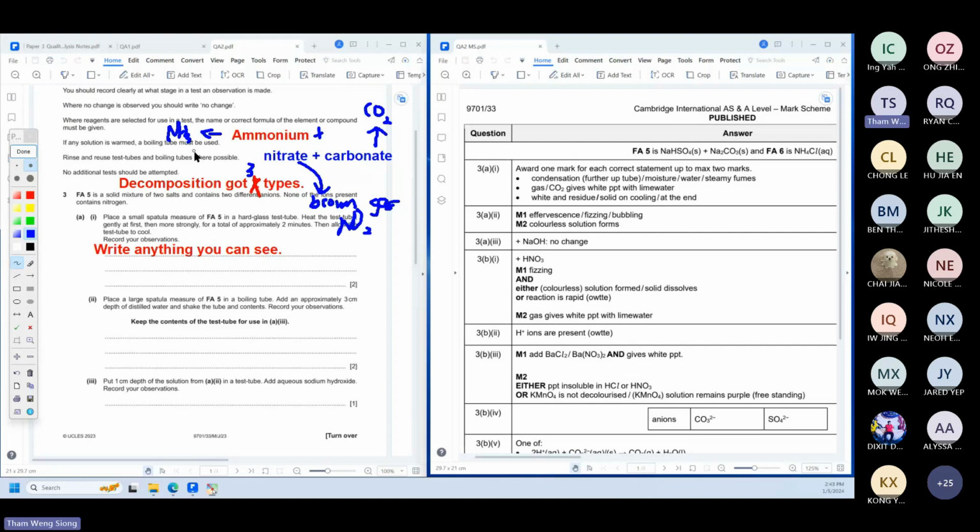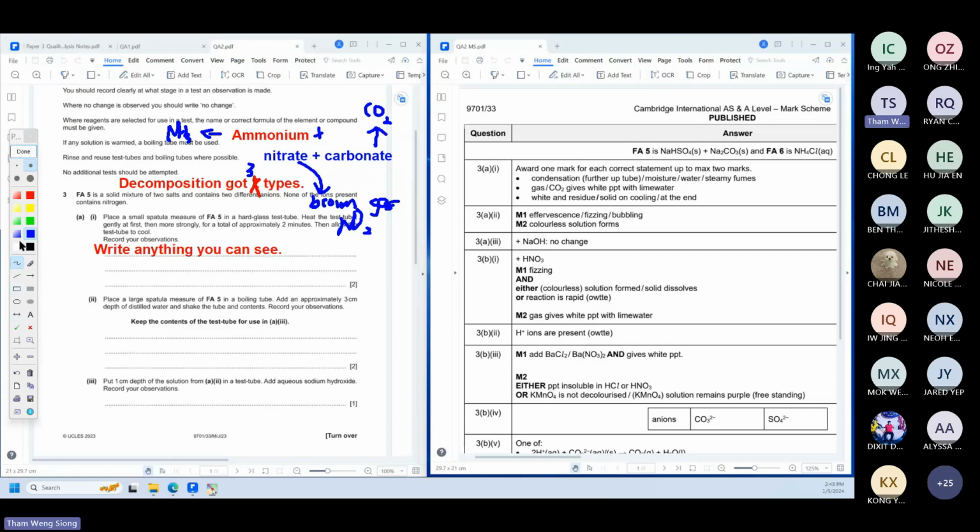But if you want to ask, what will come out most of the time? Most of the time, carbonate is the favorite of Cambridge, then followed by ammonium. When it comes to heating it up, this type of thing, carbonate, then followed by ammonium. It's only these three possible answers, because what you have right now is actually a decomposition type of reaction.